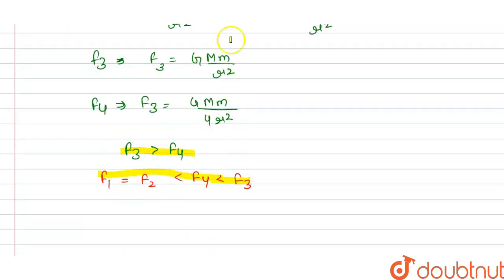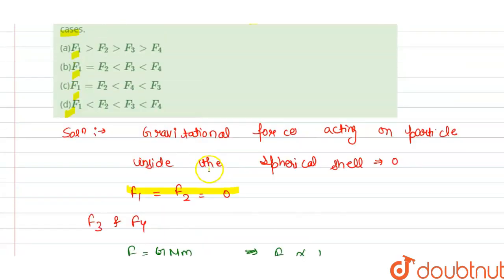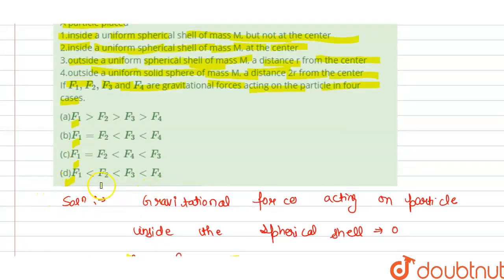Now we check which option is correct here. Force 1 is equal to force 2, and F4 is less than F3. So our option C is correct here.